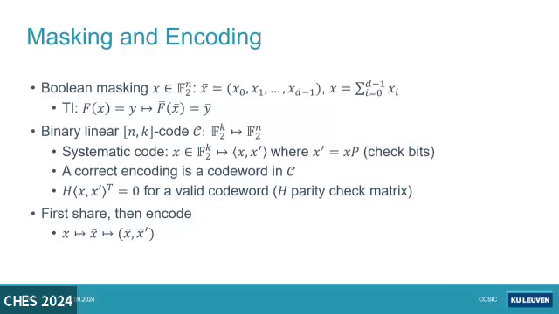And for the encoding, we use binary linear codes. We specifically assume a systematic code where a code word consists of the data itself and the parity bits of the data. Throughout this work, we will be calling a correct encoding a code word in the given linear code.